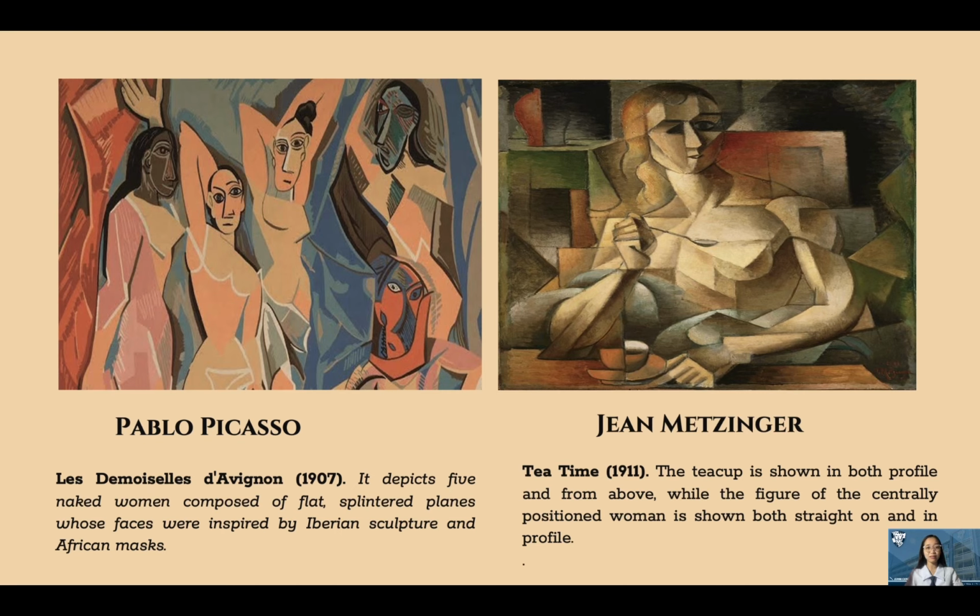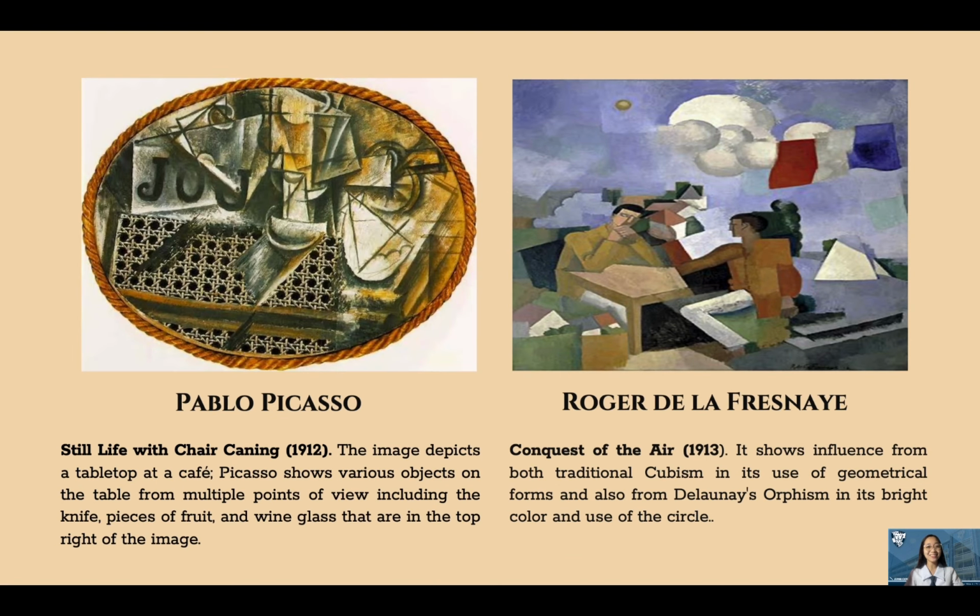Tea Time of Jean Metzinger. The teacup is shown in both profile and from above, while the figure of the centrally positioned woman is shown both straight on and in profile. And Still Life with Chair Caning of Pablo Picasso. The image depicts a tabletop at a cafe. And lastly, The Conquest of the Air of Roger de La Fresnaye. It shows influence from both traditional Cubism, in its use of geometrical forms, and also from Orphism in its bright color and use of circles.